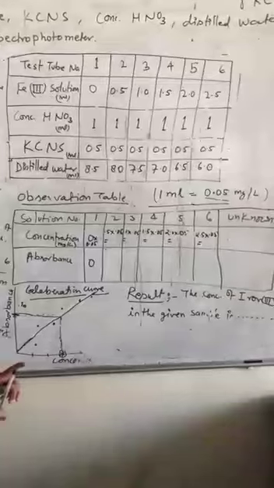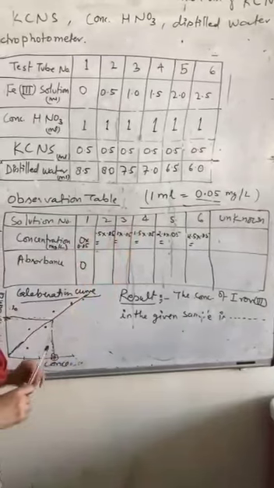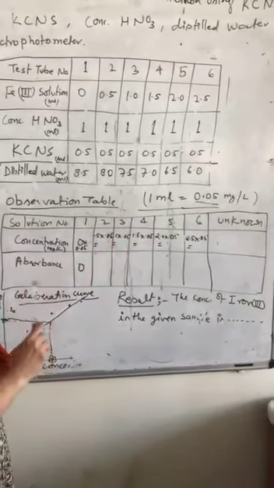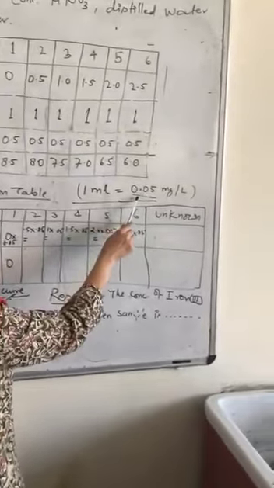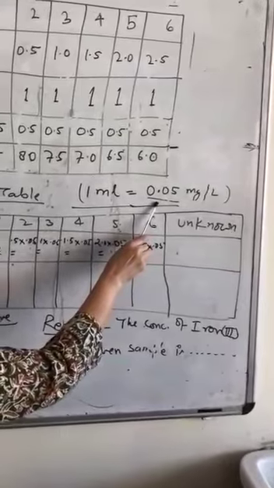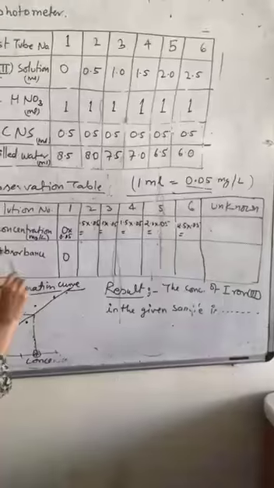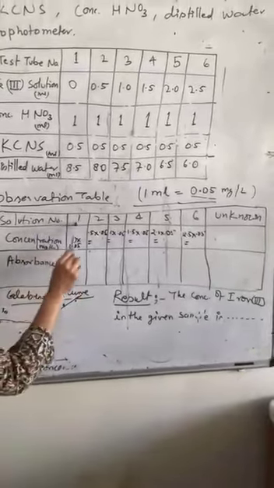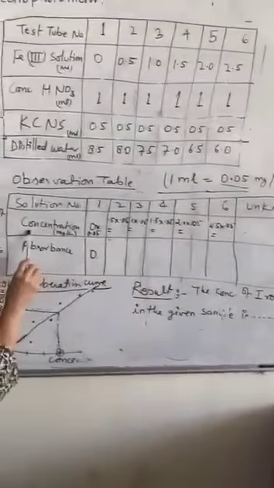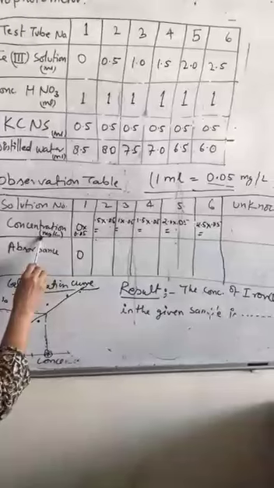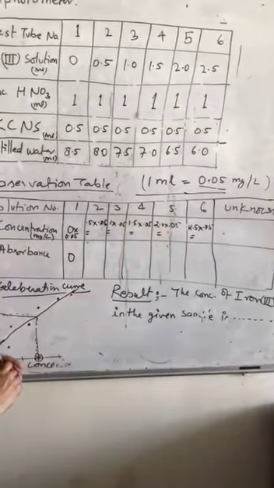For this experiment, we need the conversion factor, because we have taken the reading from the burette in ml. We have to convert to milligrams per liter, where 1 ml is equal to 0.05 milligrams per liter. In the observation table, you have to fill in the values in this manner: solution 1, 2, 3, 4, 5, 6 and the last one is for the unknown. Concentration you have to report in milligrams per liter. For this you have to convert, 1 ml is equal to 0.05 milligrams per liter.